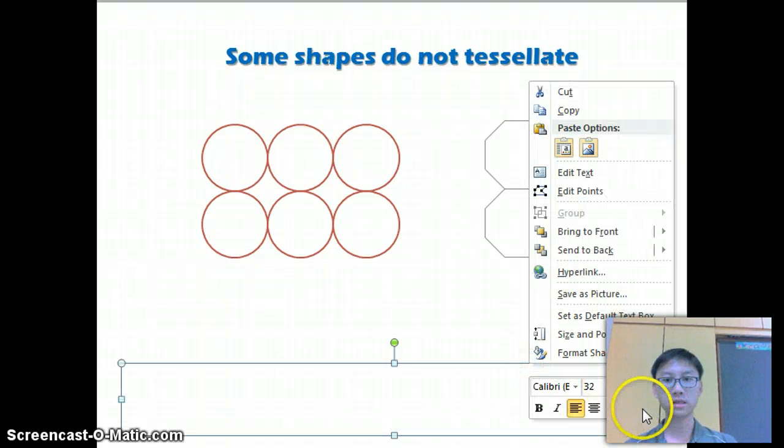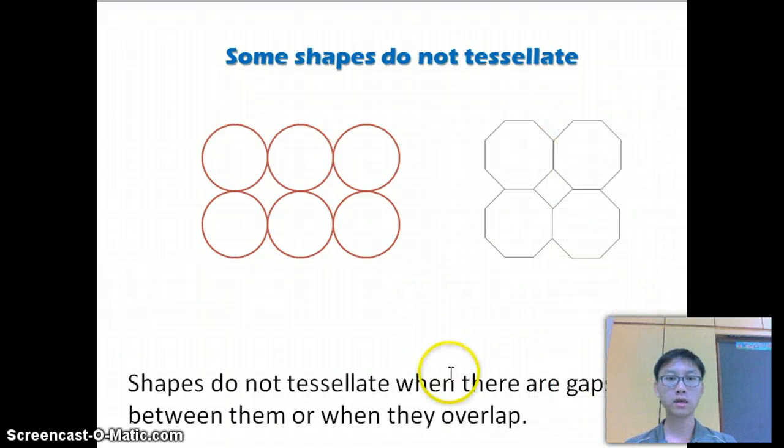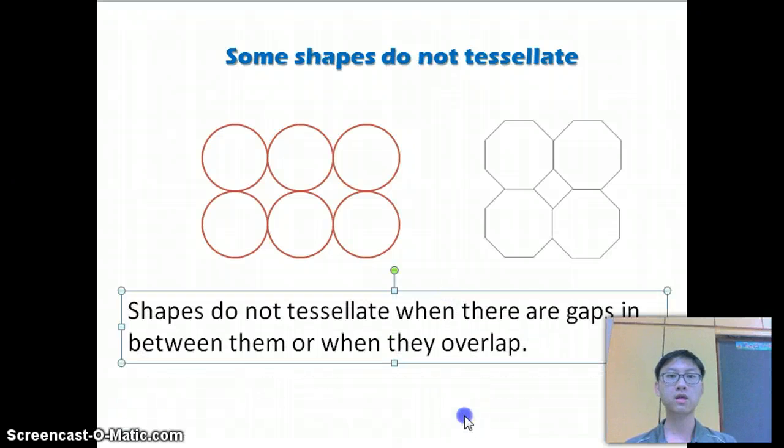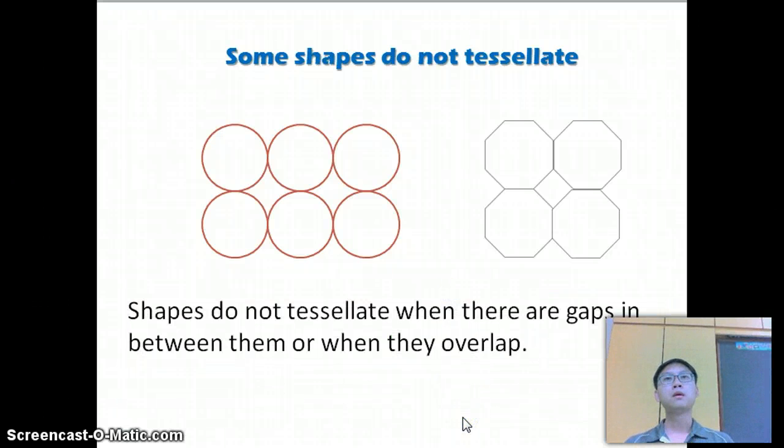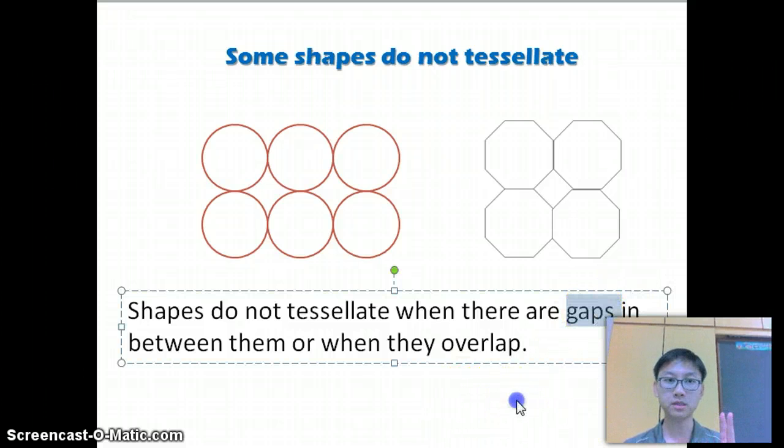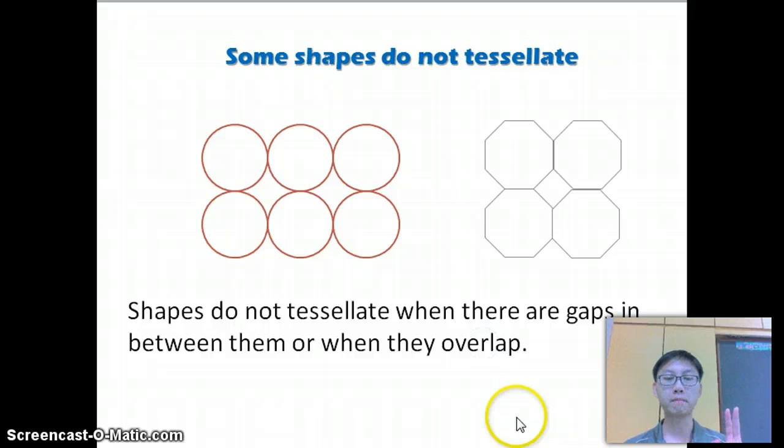Now you have to understand something. This is the second concept that you need to understand. The first thing is each tessellation is made up of a unit shape. Now the second thing, which is as important, is that tessellations must not have gaps, and they cannot overlap. So there are some shapes that do not tessellate. Shapes do not tessellate when there are gaps in between or when they overlap.